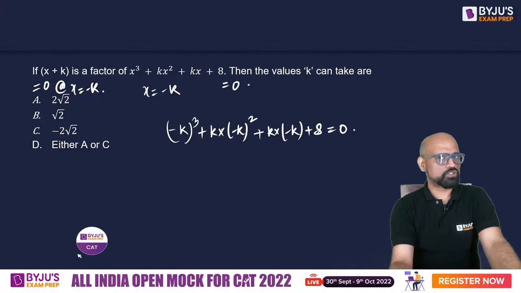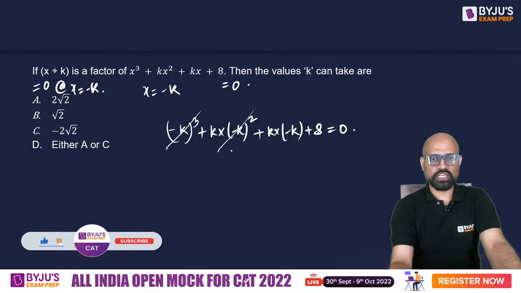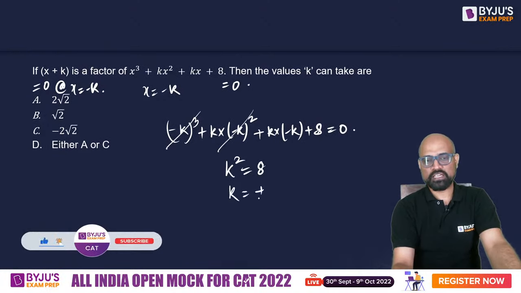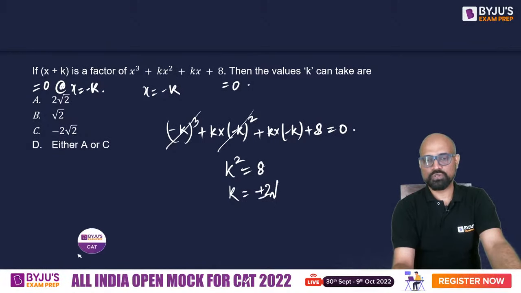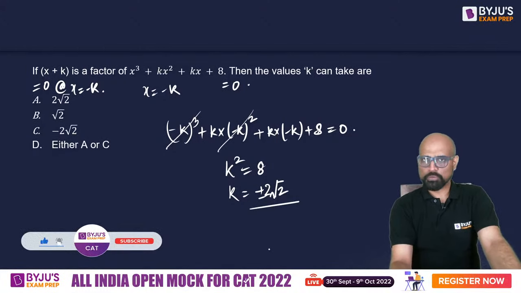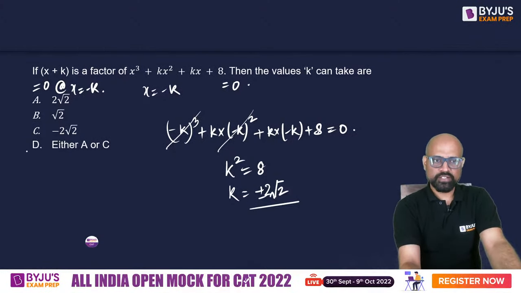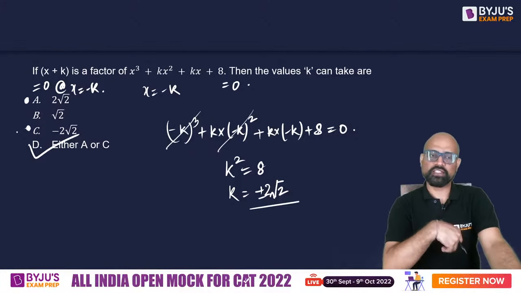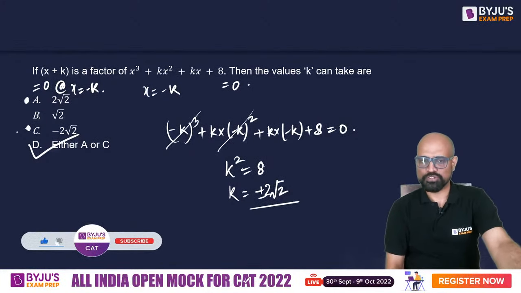Don't worry, it looks like a cubic, it's not, because these two will cancel out. So we will have k square is equal to 8, or you will get k is equal to plus minus 2 root 2. Cube root of 8, right? So it can be either 2 root 2 or minus 2 root 2. So it could be either A or C. One of these two values will work.